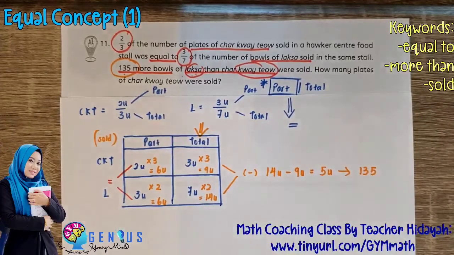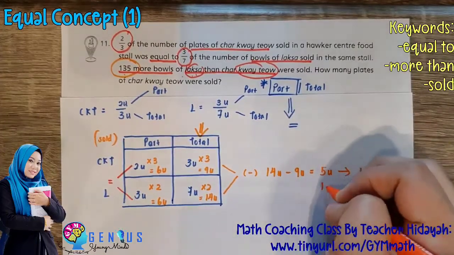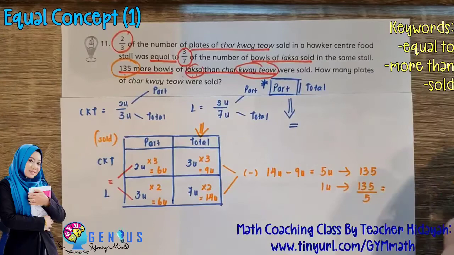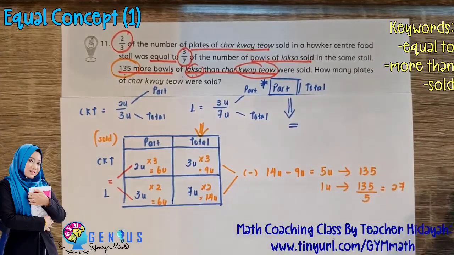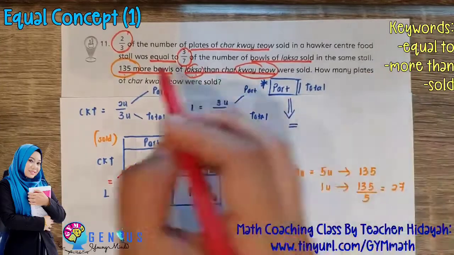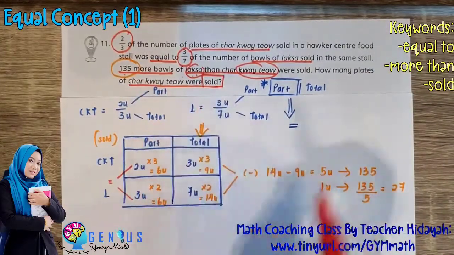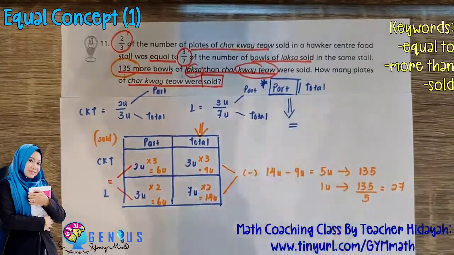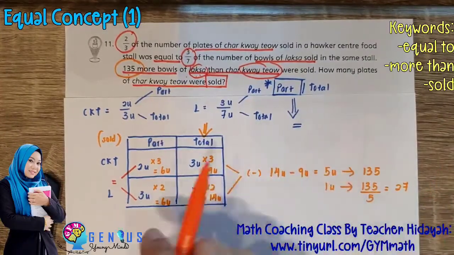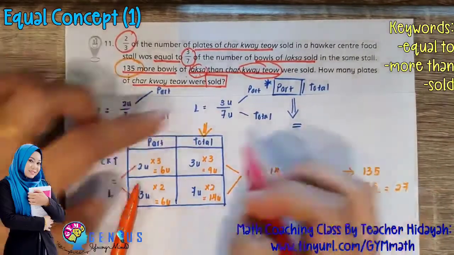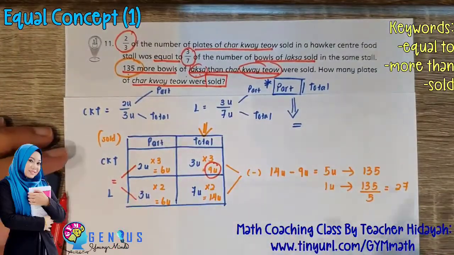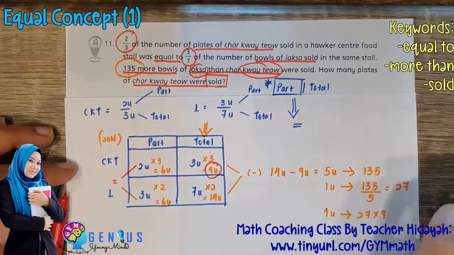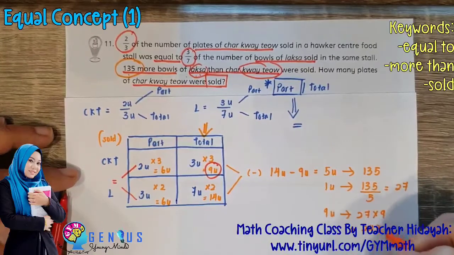So what do we do next from this question? We go and find out your 1 unit. So 1 unit is 135 divided by 5, and this will give me 27. I want to know how many plates of char kway teow were sold. So we want to know the char kway teow sold. You look at char kway teow total, so this will be 9 units. So 9 units will be 27 times 9, and this will give me 243. And that's the answer.